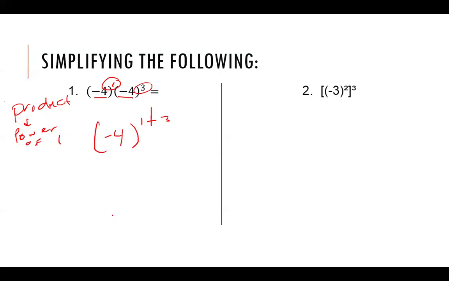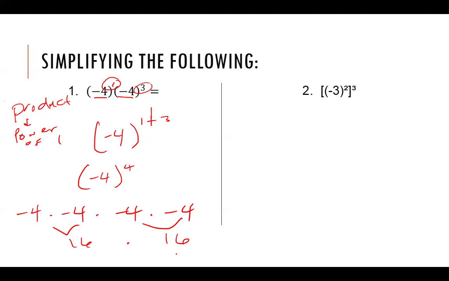Does that make sense? What we did, following the rule? My pen got a little carried away. It's a PowerPoint problem, not me. 1 plus 3 is 4. So we're evaluating -4 to the 4. So you're asking yourself, what is -4 times -4 times -4 times -4? You only can multiply two things at a time. So a negative times a negative is a positive. And then what is 16 times 16? 256.